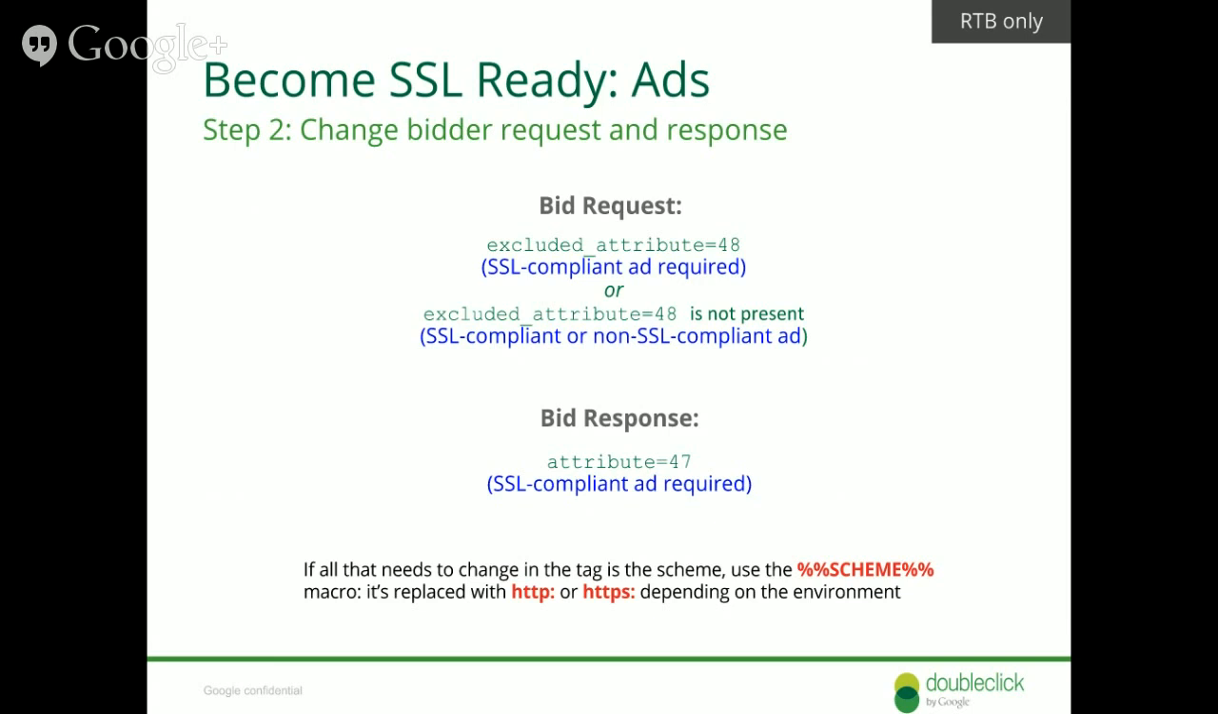And the last thing here is that if the only thing that needs to change in the tag is the scheme, so updating HTTP to become HTTPS, you can make it a little easier for yourself and just use the scheme macro. And that should automatically update the HTTP portion to HTTPS, depending on the environment of the page. So if the web page that the ad is loading on is secure in HTTPS, that will allow it to update to just HTTPS.